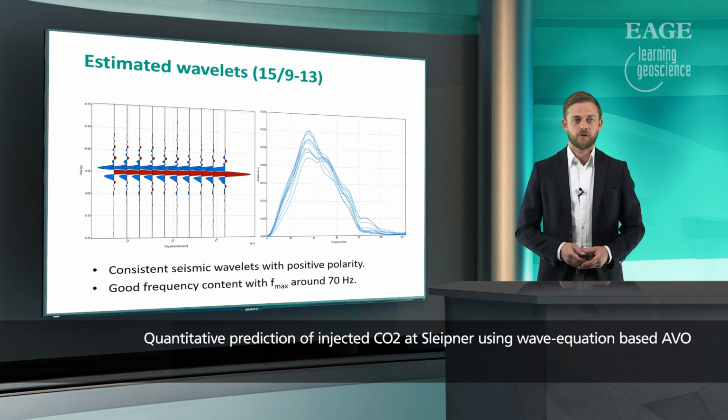This is the result of the wavelet estimation itself. You see the wavelets as a function of slowness or in terms of angle, whatever you prefer. You can see that they are rather consistent. They have a positive polarity and good frequency content with a maximum frequency around 70 Hertz. I have to remind you here that we are shallow. That helps in maintaining a good frequency content. But if you go to deeper targets, you should not expect to get such a good bandwidth of the seismic data.